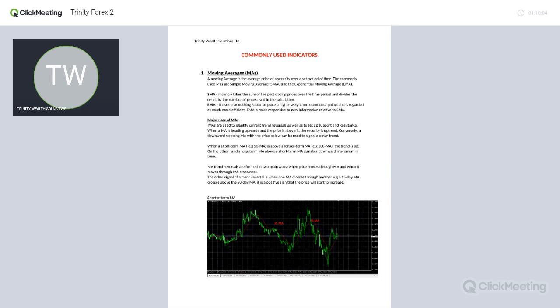You see, depending on the direction of the MA and where the price is relative to the MA line. Okay. So when a short-term moving average like 50 MA, 50 MA means 50-day moving average, that's where it has been calculated using the 50 days closing price divided by the 50. All right.